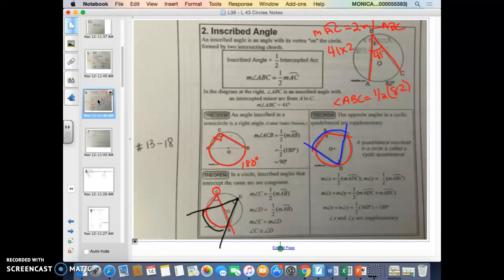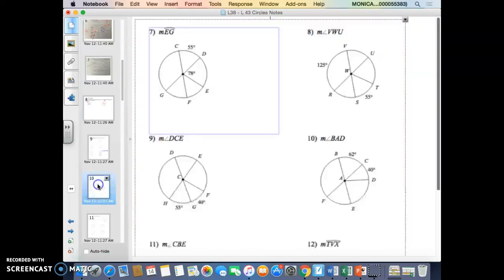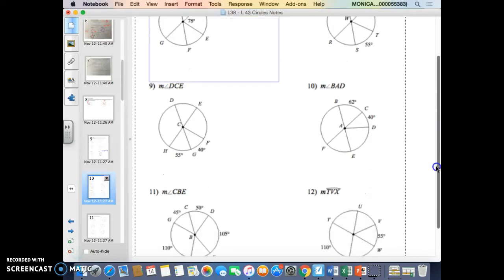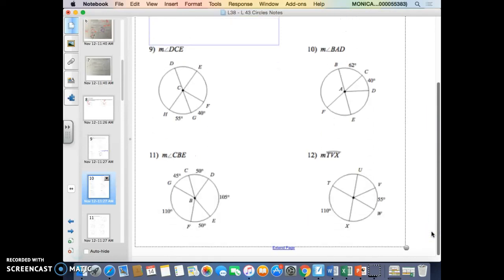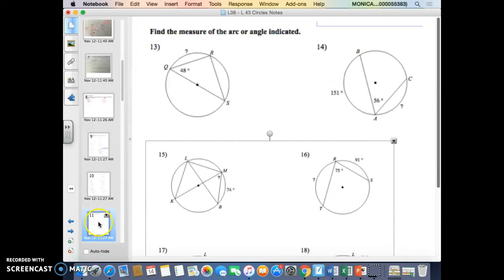So these are for problems 13 through 18. Problem 13 starts on page 8. So we're going to flip now to page 8 so I can show you what some of these problems look like. And again, refer back to this for problems. All right, so here we go. Let's look at number 7. No, I'm sorry. We're looking at number 13. Here we go, number 13.